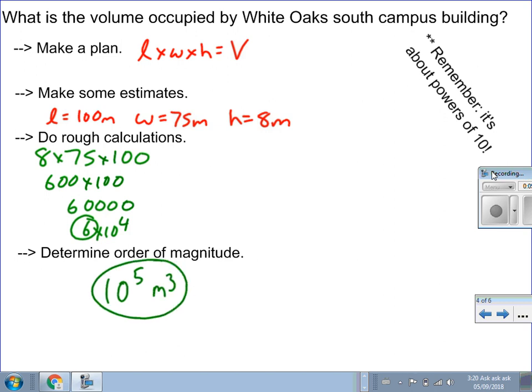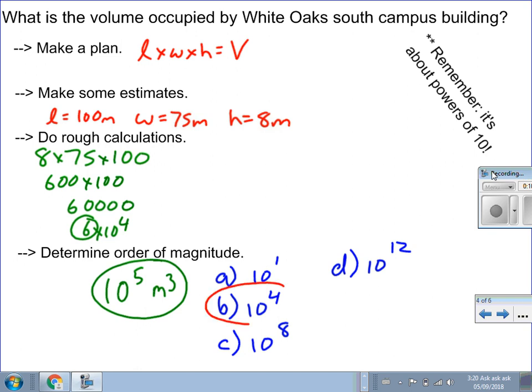So there's my estimate. What you're likely going to see is 4 answers like A, 10 to the power of 1, B, 10 to the power of 4, C, 10 to the power of 8, and D, 10 to the power of 12. So you're going to look at that, you're going to look at your estimate, and you're going to say, I'm closest to this, so that's the answer I'm going to choose.